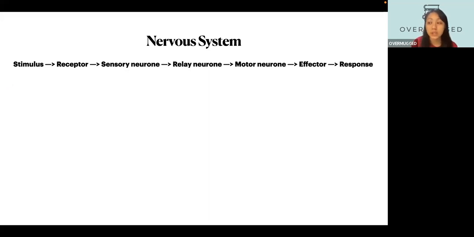Let's say the question asks you to describe how the nervous system responds to a certain change or stimulus. These are all your keywords. Identify the stimulus, say that the receptor senses the change, then talk about the sensory neuron, relay neuron, motor neuron, and then it sends a signal to the effector. The effector will change depending on what kind of stimulus it is, and then the response. So basically all of these will change except for the middle 3. The middle 3 wouldn't change.